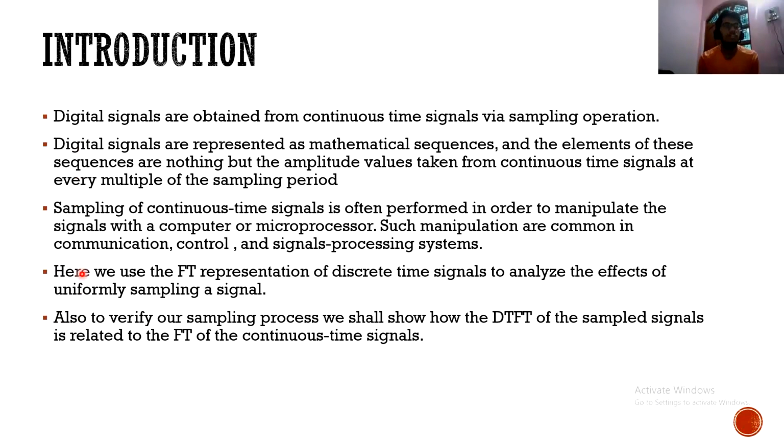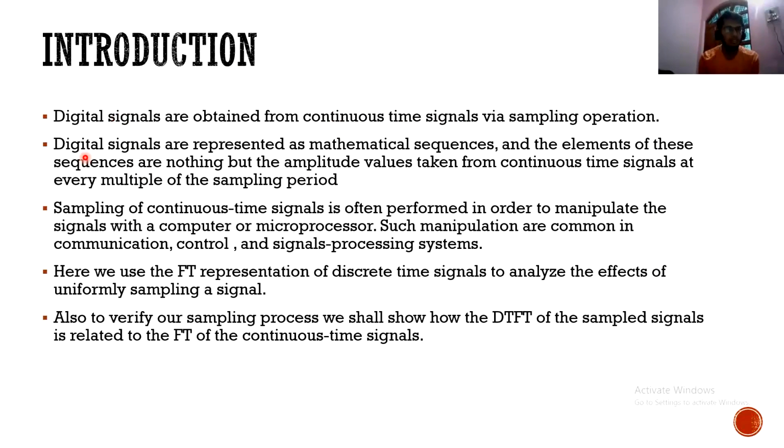So moving forward, the sampling operation means obtaining digital signals from continuous time signals. Now the question arises, why do we need the sampling process? The answer is that all the digital devices we use nowadays take input in the form of discrete or digital signals. But all real signals are continuous signals, so they can't be directly processed by our devices. So we need the sampling operation, which converts continuous signals into digital signals.